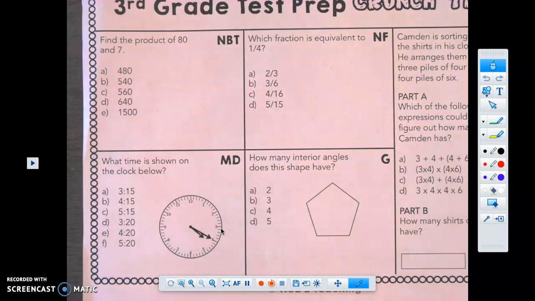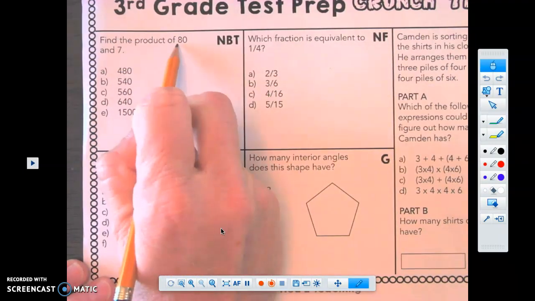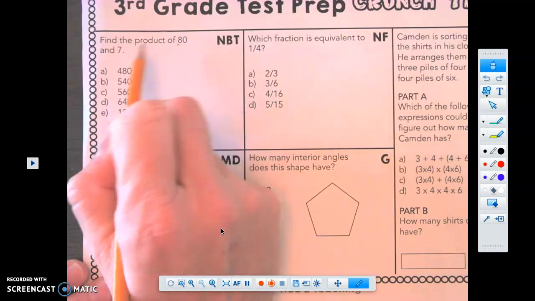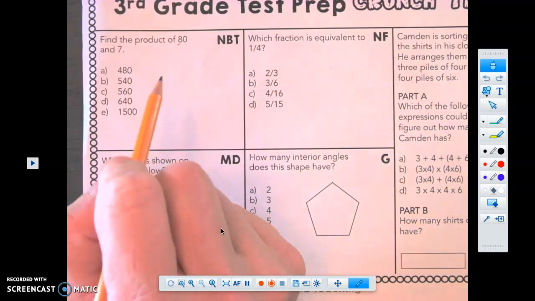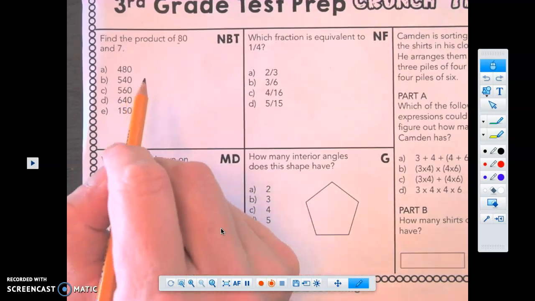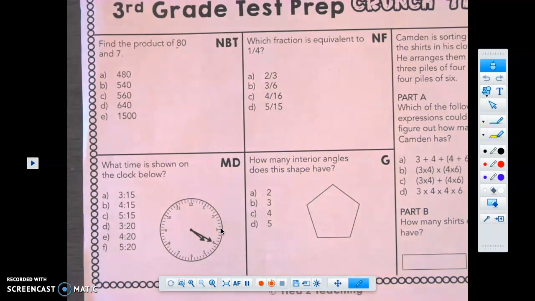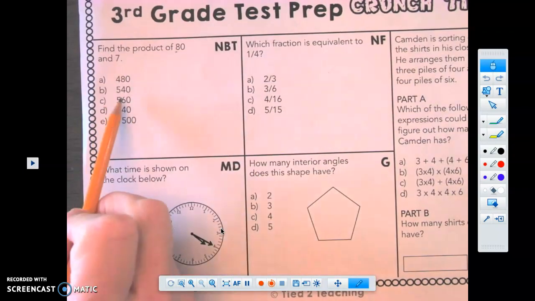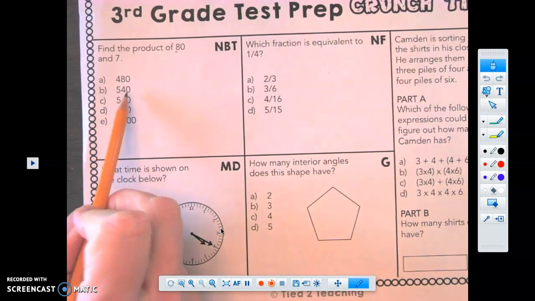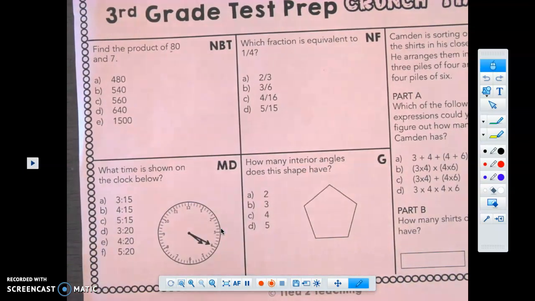Find the product of 80 and 7. So instead of doing 80, I'm just going to do 8 times 7, like 8 tens times 7 ones. So 7 times 8 is 54? It is? Are you sure about that? What's 7 times 8? 56, not 54. That would have been so close. But I think 7 times 8 is 56. Maybe I'm wrong. Maybe you'll have to tell me if I'm right or wrong.